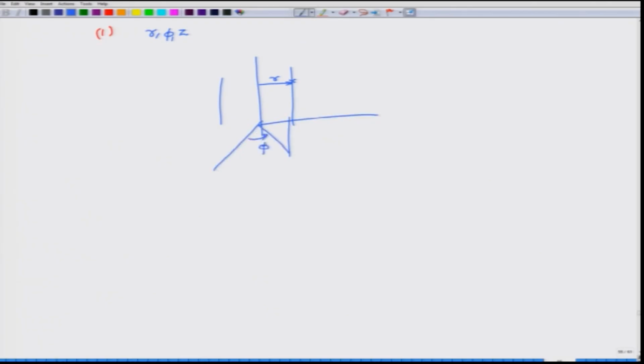So, this is the angle phi, this is the cylinder of radius r. This is the z axis. When you project the point onto the xy plane, the angle is made by the line that connects to the point where you have projected the corresponding point P onto the xy plane. Let us say this is P prime. The angle this line OP prime makes with respect to the x axis is the azimuthal angle phi.